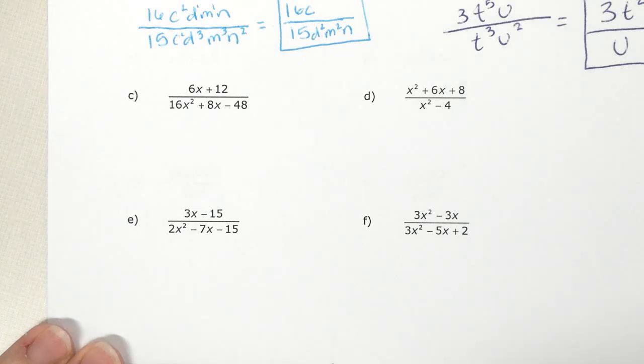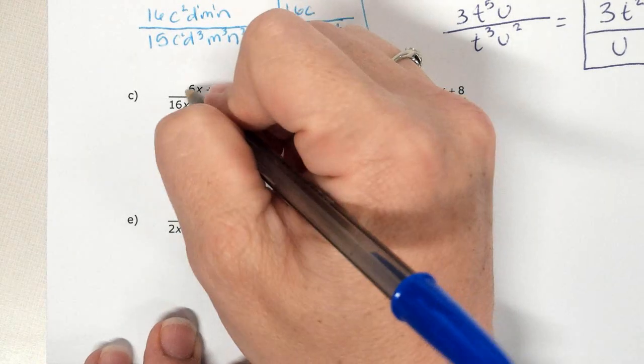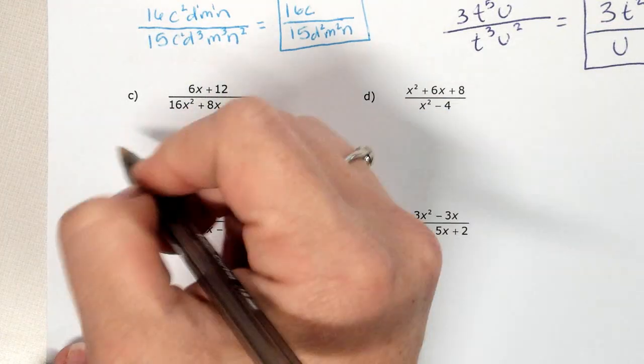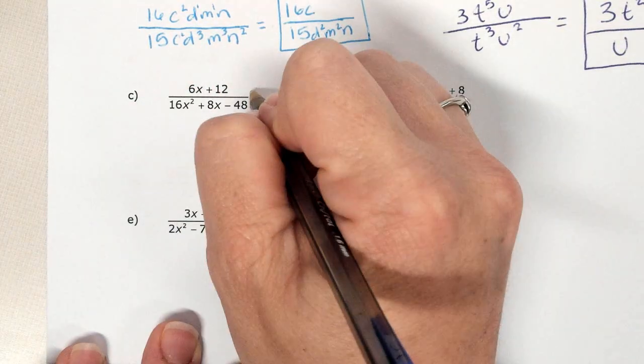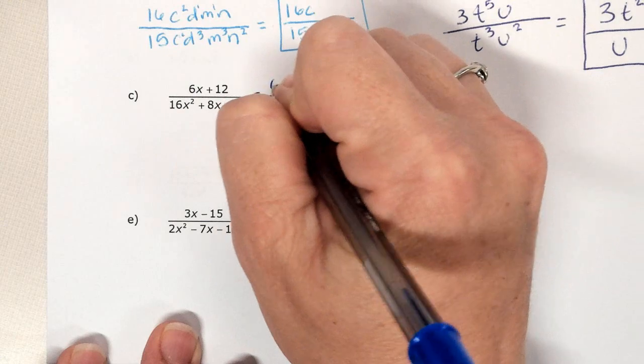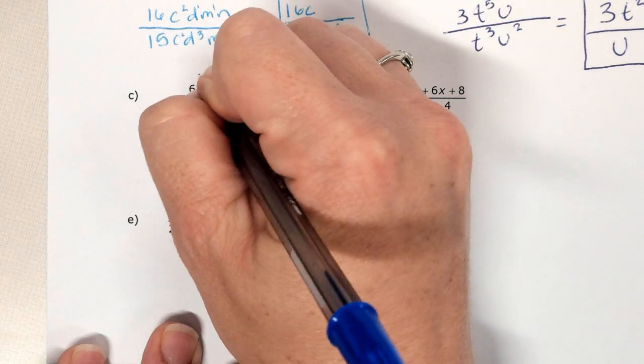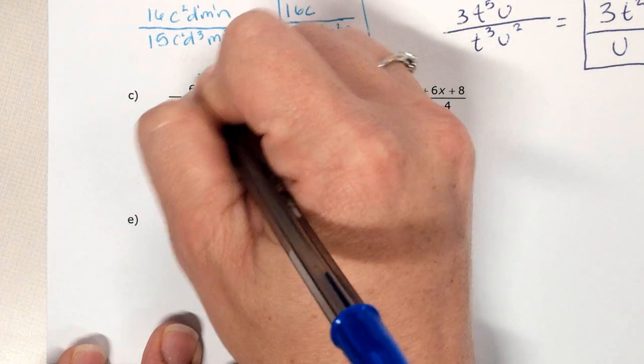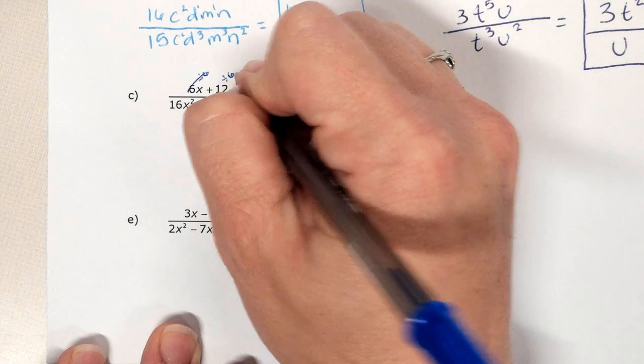Okay, simplify each expression. C, I need to factor top and bottom. So top, I have a GCF. I would start with my smallest number. Does 6 go into 12? It does. So when I factor that, it's going to become 6, and it's like dividing. So divide by 6, divide by 6. The 6's cancel. I'm left with x. 12 divided by 6 is 2.